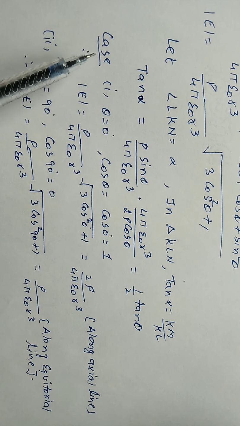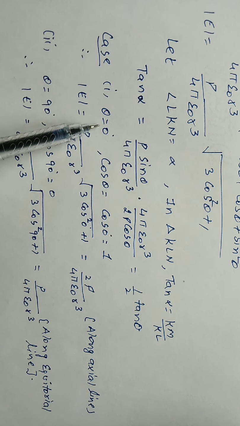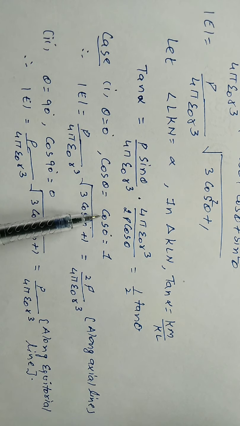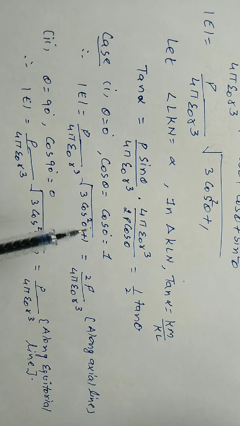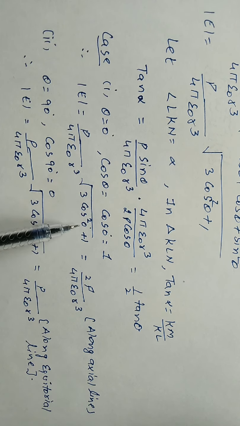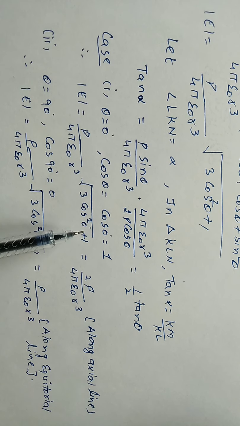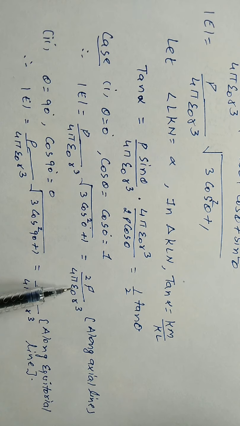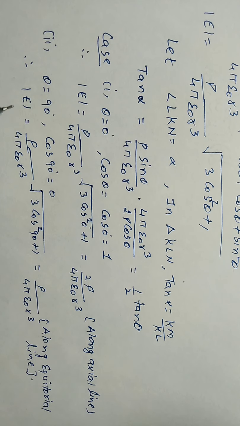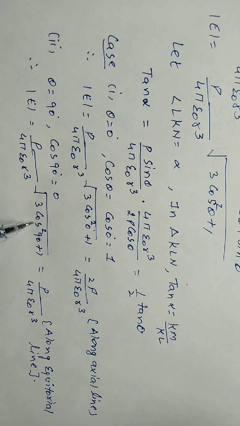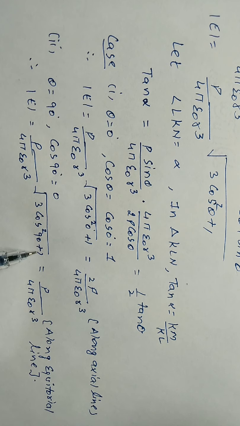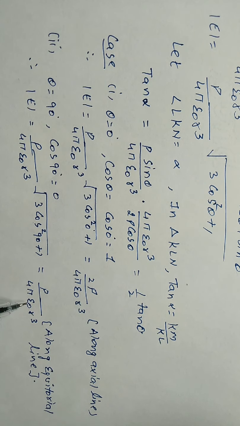Now we have cases. First, theta is 0, along the axial line. Cos 0 is equal to 1. So the resultant electric field intensity will be P upon 4 pi epsilon 0 r cube into under root of 3 cos square 0 plus 1, that is 3 plus 1, 4. Under root of 4 is 2, so it is 2p upon 4 pi epsilon 0 r cube. This is along the axial line. If theta is 90, cos 90 will be 0. So the resultant electric field intensity will be P upon 4 pi epsilon 0 r cube, with cos 90 being 0 and the remaining 1 under root. So the answer will be P upon 4 pi epsilon 0 r cube, and this is along the equatorial line.